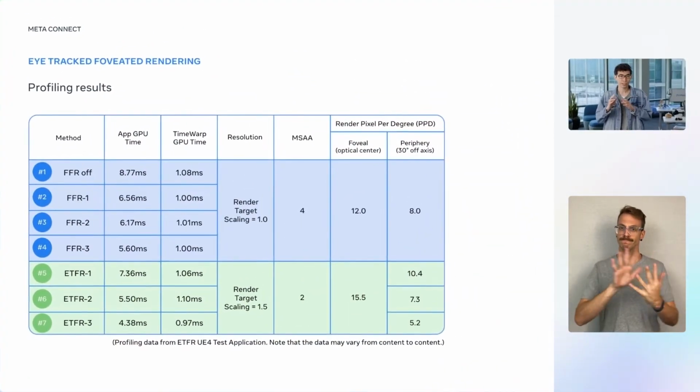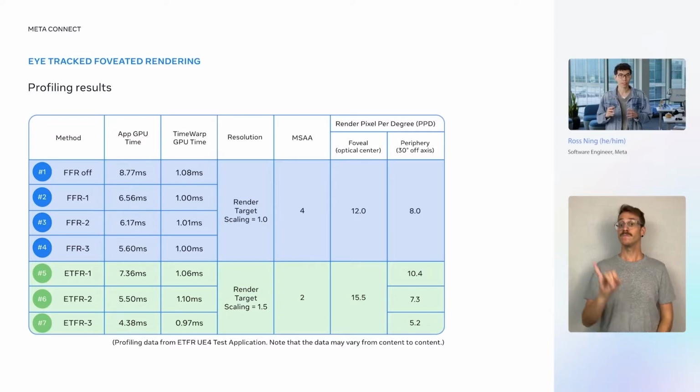One simple way to use the extra GPU saving is to increase the render target size, which improves the graphics quality in the fovea region, creating sharper and crispier images. Here is an example of what we measured in our UE4 test application.